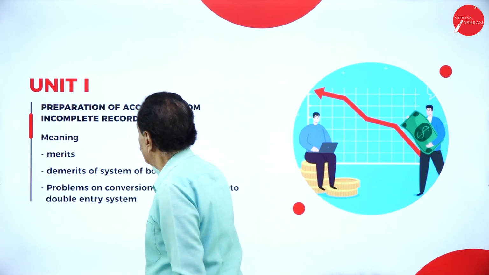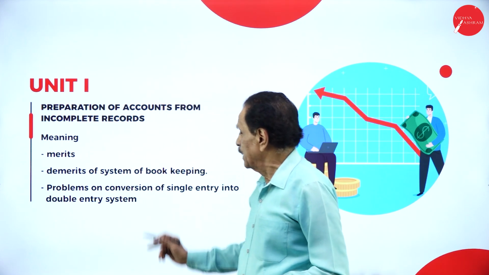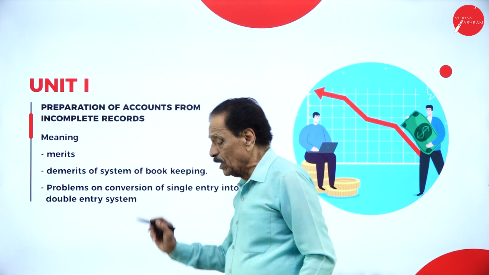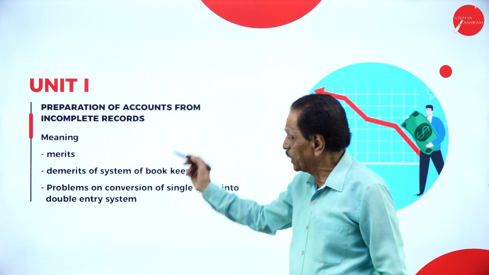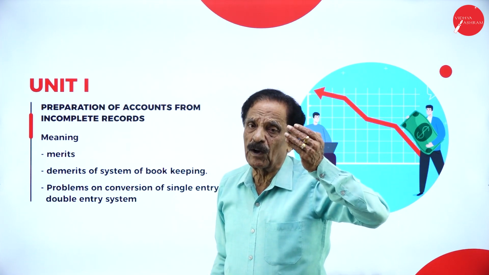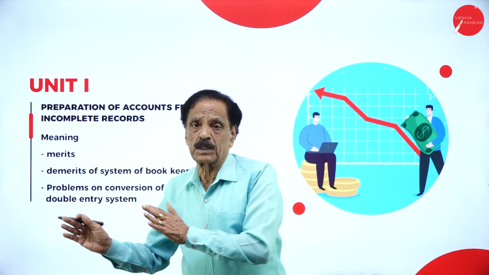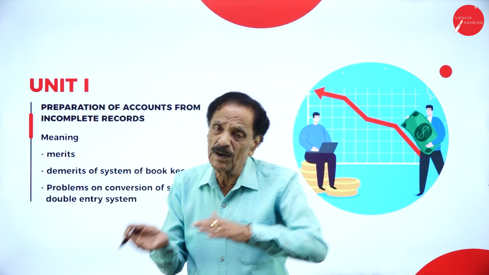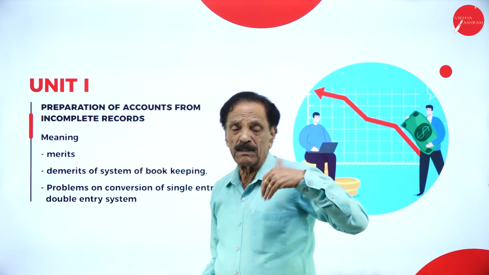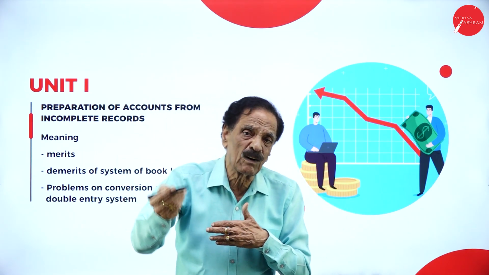Preparation of accounts from incomplete records: meaning of incomplete records, single entry, their merits and demerits of the system of bookkeeping, problems on conversion of single entry to double entry system. Here we are going to explain what is single entry, what is double entry, what are the principles to be followed in conversion of single entry to double entry system, the difference between single entry and double entry, and problems on conversion of single entry to double entry, what are the steps to be followed, which are the accounts to be prepared.